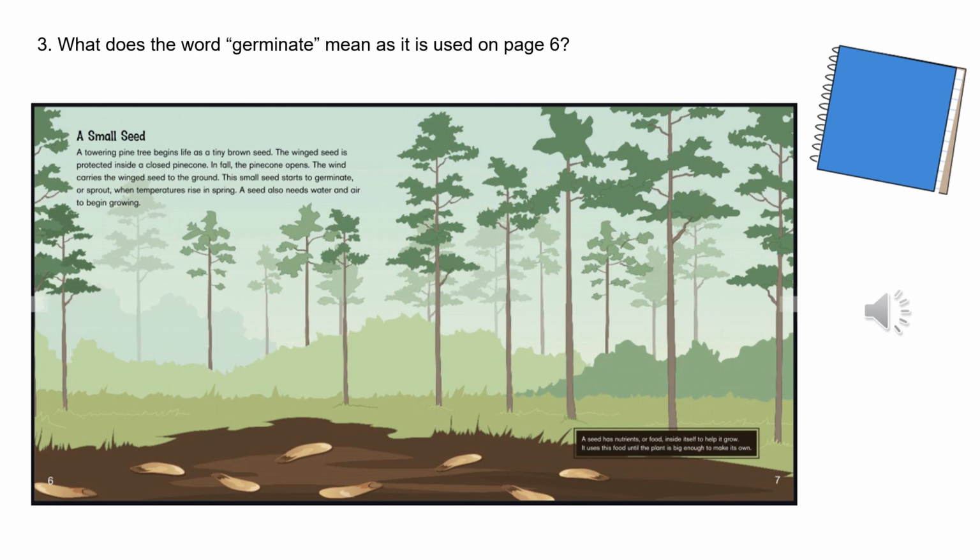Now write number 3 in your notebook and answer this question. What does the word germinate mean as it is used on page 6? Good readers look for context clues. One context clue is the author stating the meaning right in the sentence where the word is found. This small seed starts to germinate or sprout when temperatures rise in the spring. What does germinate mean? Write your answer in your notebook.